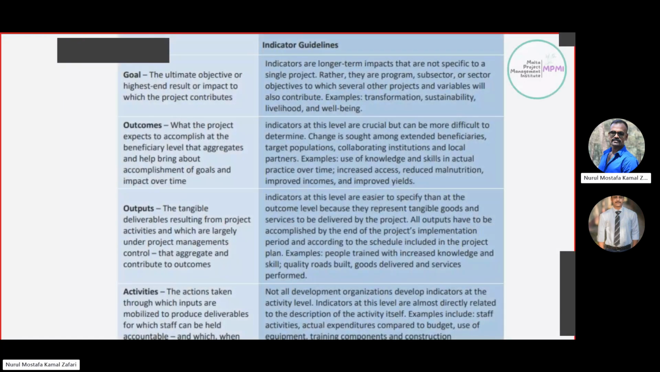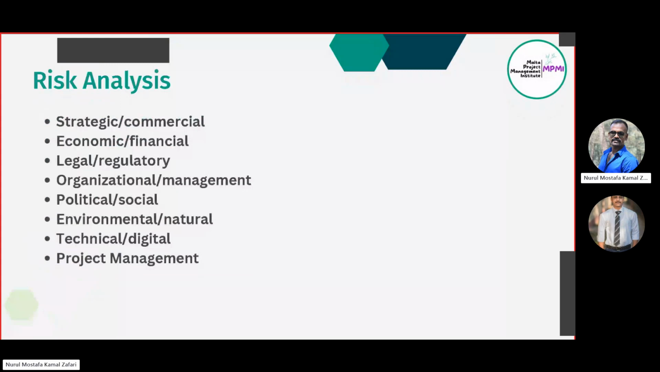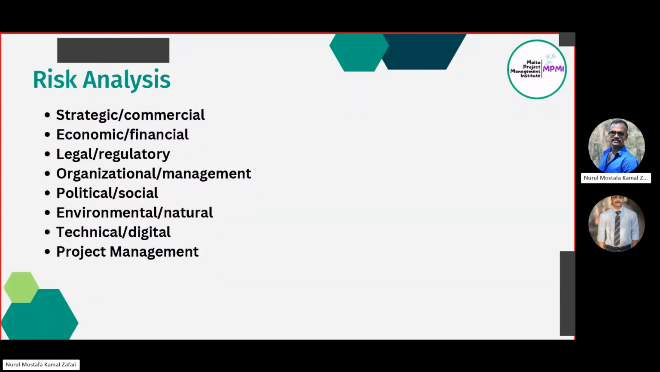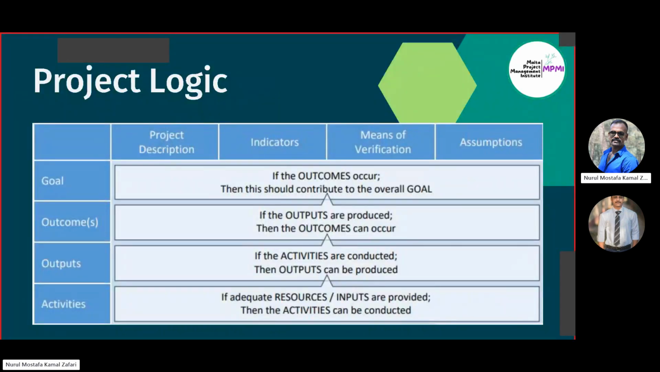Then the horizontal logics. So there are some explanations. I will not cover it. I think the horizontal logic has not been explained here. Let me explain it. Now, each vertical logic has a statement, and against every statement there is an indicator, and to prove the indicator there are some means of verification or source of information or target. Then there are some assumptions to reach. If we can hold the assumptions true, then we can reach the project goal.